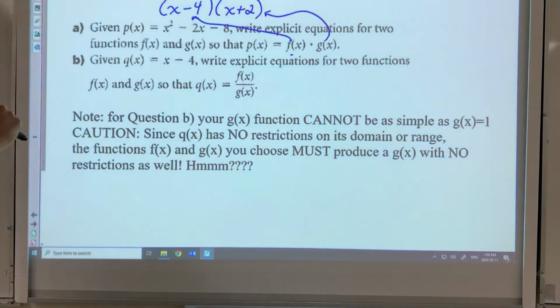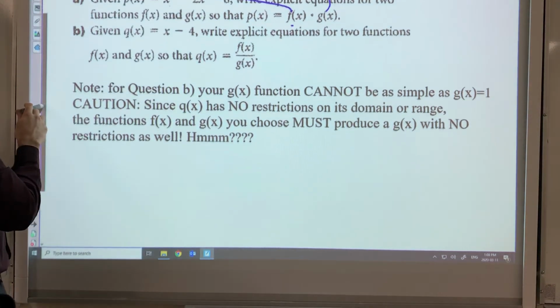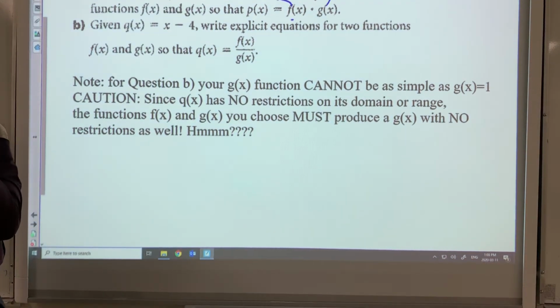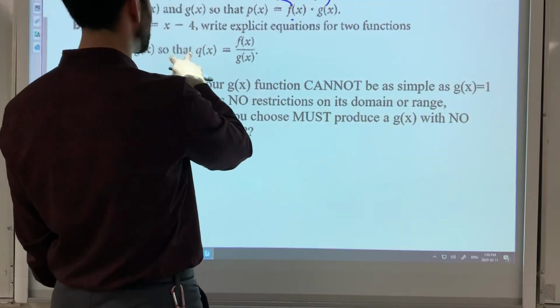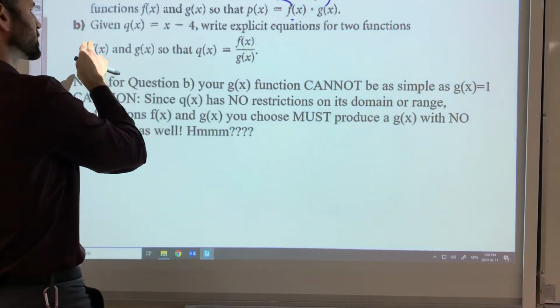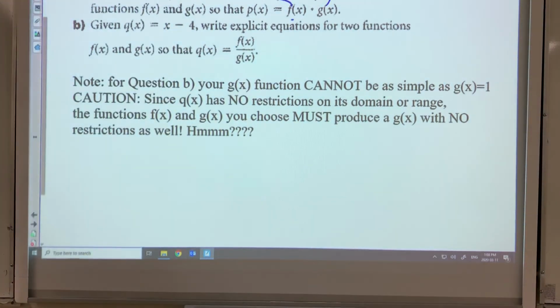Now that's a tricky one. That's probably the only way I can think of doing it. I'm sure there's other ways, but that's the only way I can think of. This one's even harder. So given that q of x is x minus 4, write explicit equations for the two functions f of x and g of x so that when you divide them, you get x minus 4.